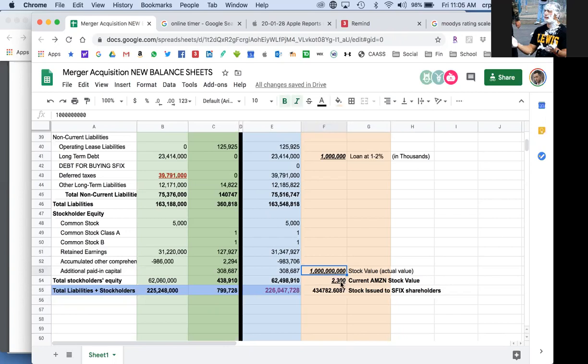Amazon stock right now is at, okay, well, I actually did 2,296. So that's the value of the stock today. If this was the day we closed the deal, this is the stock price today. We would do 1 billion divided by this equals this many shares we have to issue them. So we would have to give Stitch Fix shareholders that many shares of Amazon.